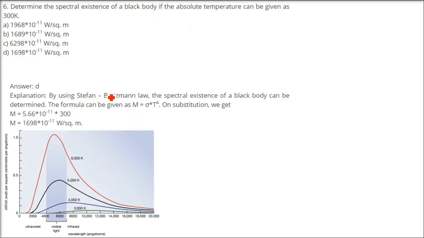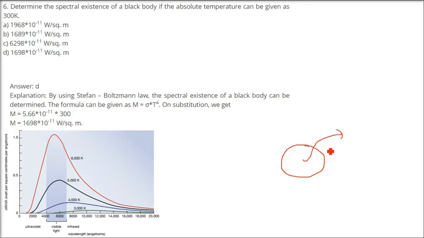Determine the spectral exitance of a black body if the absolute temperature is given. So we have a formula here, the Stefan-Boltzmann law, and it will give you the spectral exitance of a black body. A black body is assumed to absorb everything and emit everything. That is the idea.